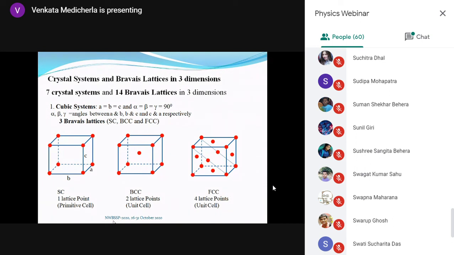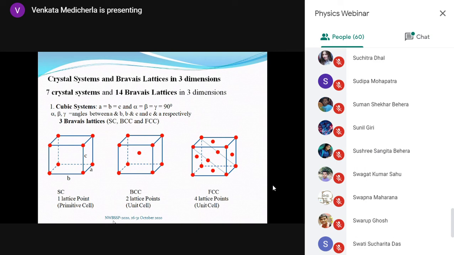So the first one, the most symmetric one, is the cubic system. A is equal to B is equal to C, and alpha is equal to beta is equal to gamma. What are alpha, beta, gamma? Somewhere I have defined it. Alpha means the angle between A and B, beta is the angle between B and C, and gamma is the angle between C and A. These are the angles defined.